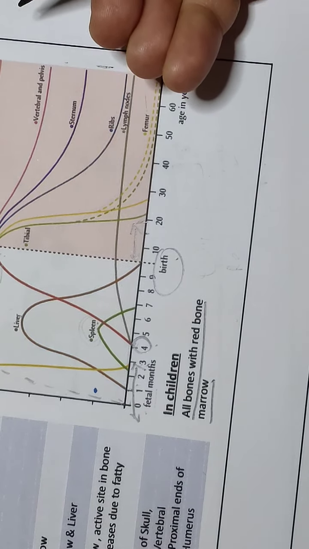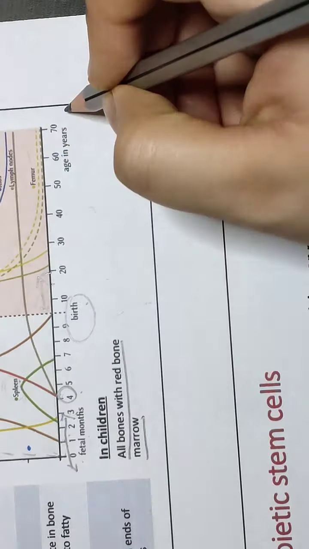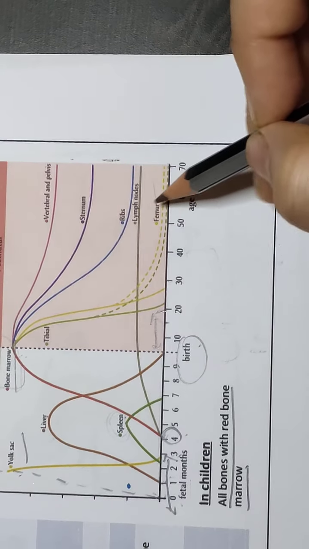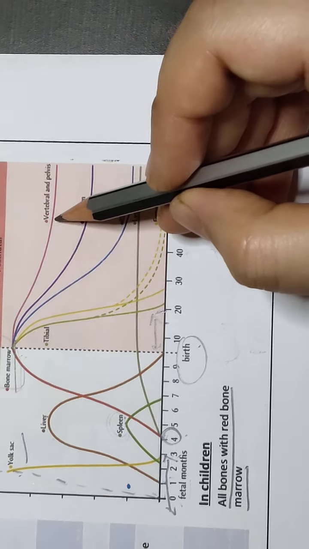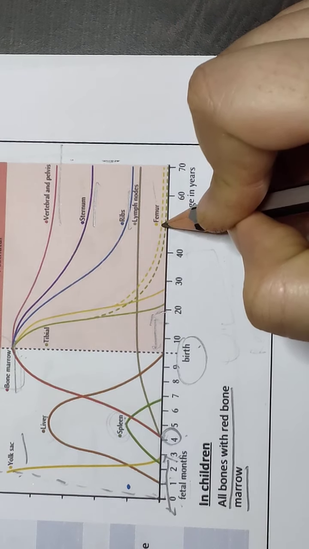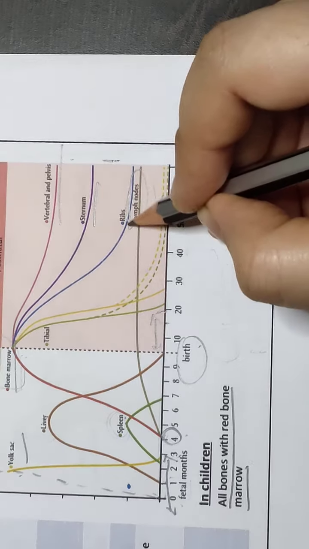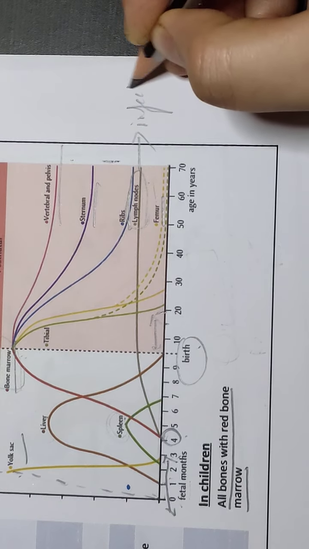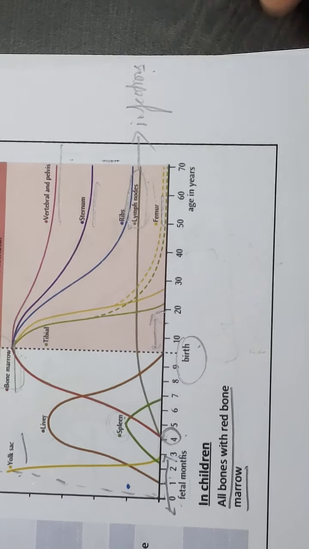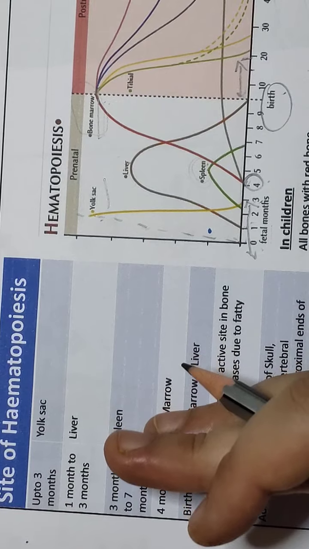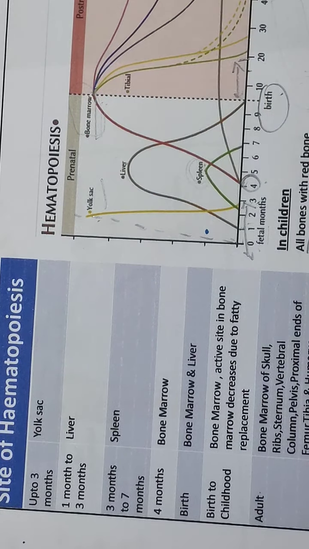Then, in adult life, you can see that different bones will help in hematopoiesis, like the vertebra, the pelvis, the sternum, the ribs, femur, and to some extent lymph nodes. These happen only in cases of infections. Okay, so I've explained these things in a graph over here.